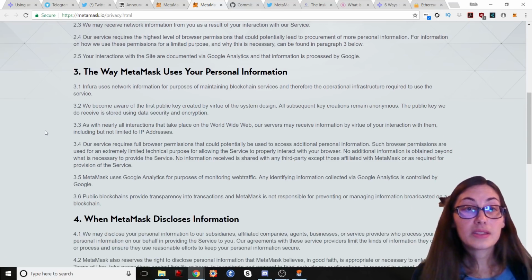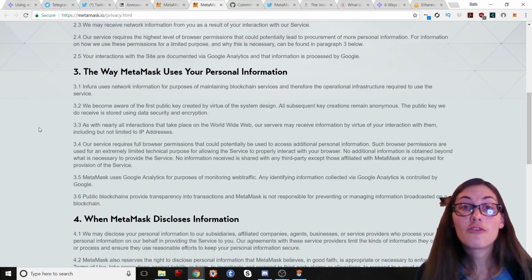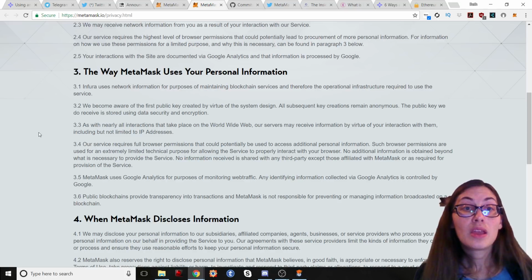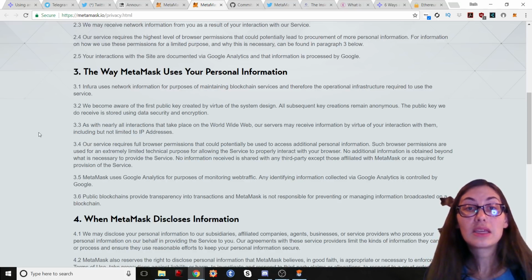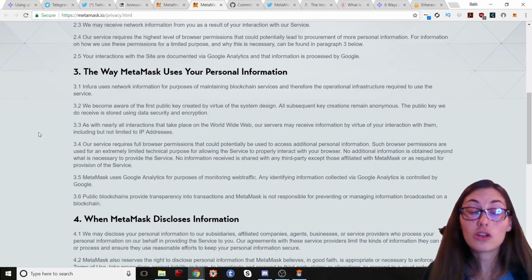So the way that MetaMask uses your personal information: Infura uses network information for purposes of maintaining blockchain services and therefore the operational infrastructure required to use the service. We become aware of the first public key created by virtue of the system design. All subsequent key creations remain anonymous. The public key we do receive is stored using data security and encryption.